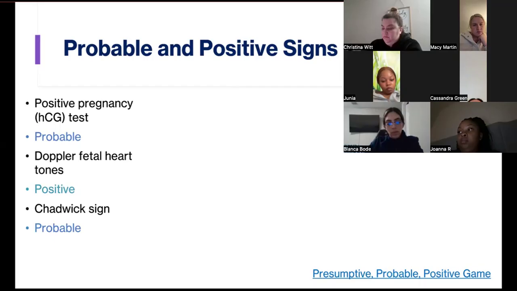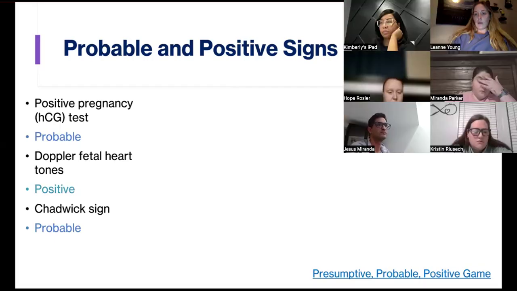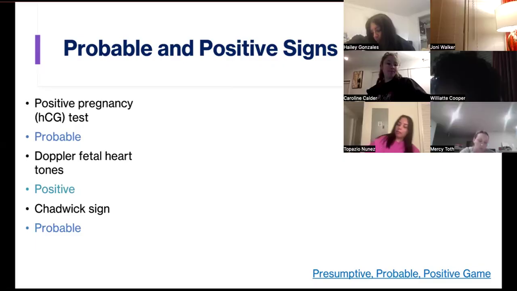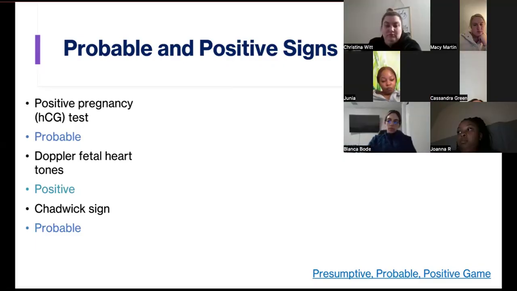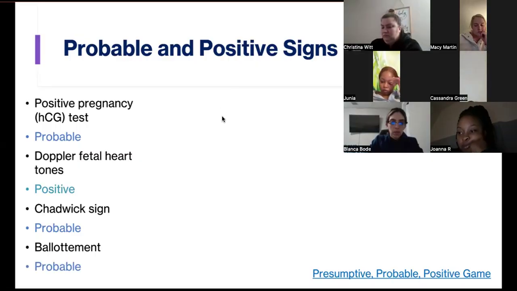Discoloration of the vaginal entrance and cervix. Yep. Whenever there's a bluish tint, a bluish hue to the vagina and cervix. You got it. Ballottement. Would that be probable or positive? Probable. So this one would be probable.